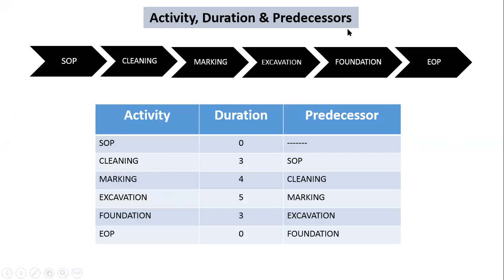See, here we are having some of the concepts, some of the topics, that is activity, duration, and predecessor, right? All of you getting those words? Yes, sir. What do you know by activity?